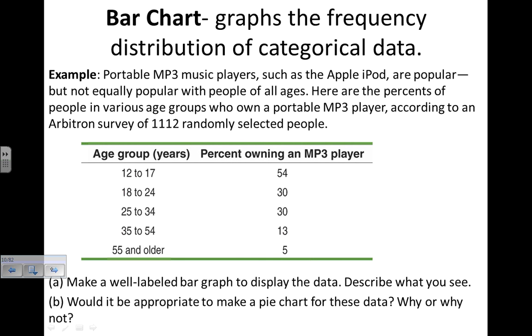So let's do another example. Portable MP3 music players, such as the Apple iPod, are popular but not equally popular with people of all ages. Here are the percents of people in various age groups who own a portable MP3 player. It's kind of outdated, right? Nobody has an MP3 player anymore. But anyway, according to a survey of 1,112 randomly selected people. All right, so within the age groups, here you can see how many own an MP3 player. Sorry if you own an MP3 player.